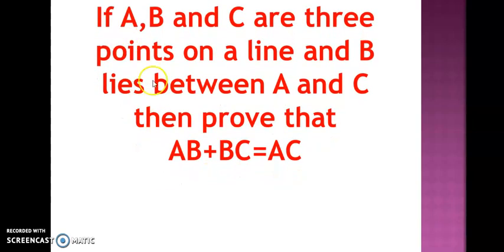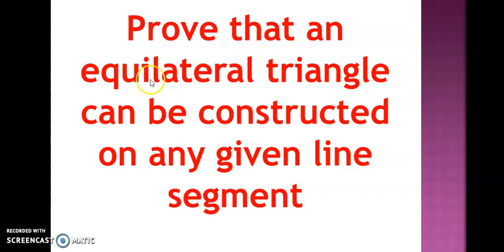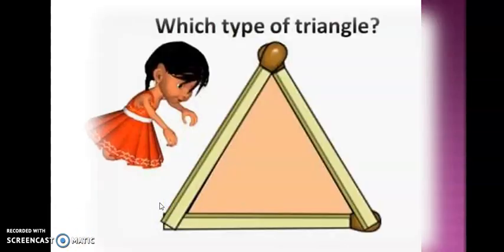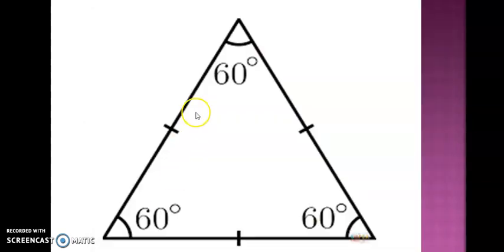Prove that an equilateral triangle can be constructed on any given line segment. This is example 2. Yes. Here you have to construct an equilateral triangle on any given line segment. Before proving this theorem, I want to know what you mean by an equilateral triangle. Do you know? Yes, you know that.